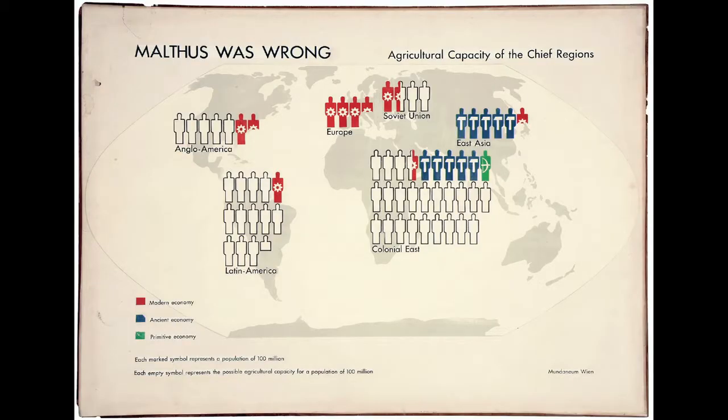A direct reference to the history of political economics is shown in this chart made at the Vienna Museum in 1933, which bluntly contradicts Malthus's famous theory that population will eventually exceed food supply. The outlined people here each indicate agricultural capacity for 100 million people, in addition to the existing population in colors marked by different kinds of economic activity. This chart is peculiar in having such a tendentious title, because isotype charts generally had neutral and unemotional titles.